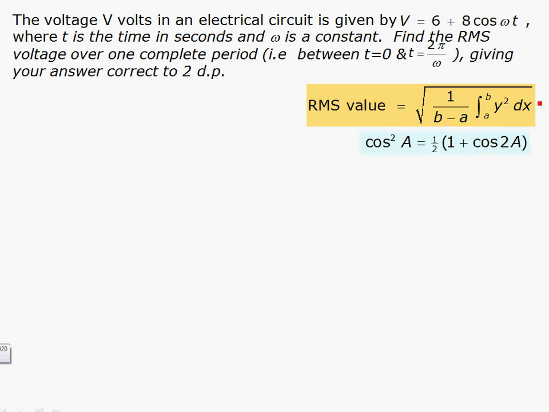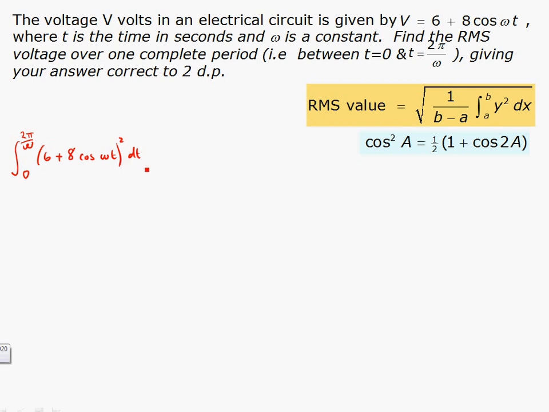Now I'm not going to do the whole problem. I'm going to do the integral first, otherwise it gets very messy with the square root sign and everything. So I'm going to start off just by doing the integral between 0 and 2 pi over omega of y squared, or v squared in this case, which will be (6 plus 8 cos omega t) squared dt.